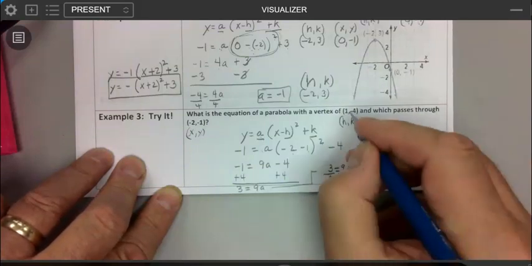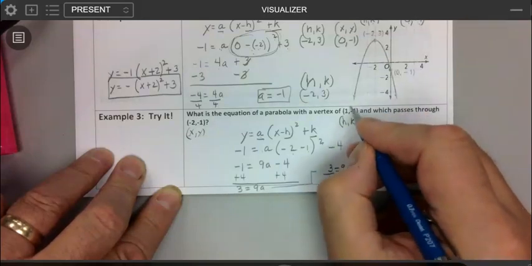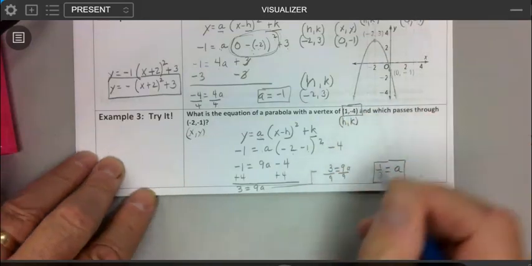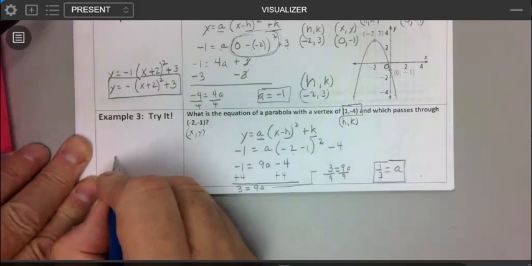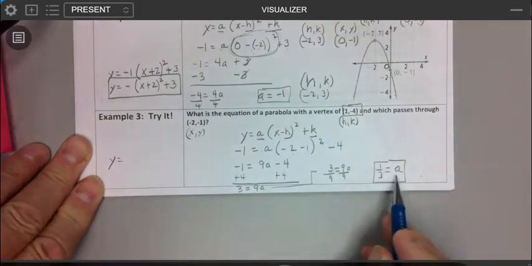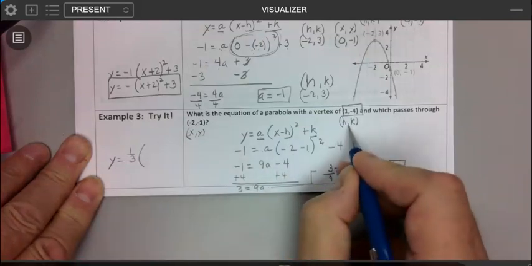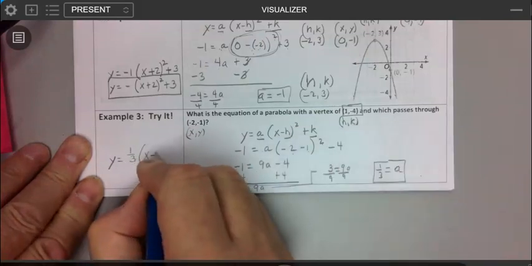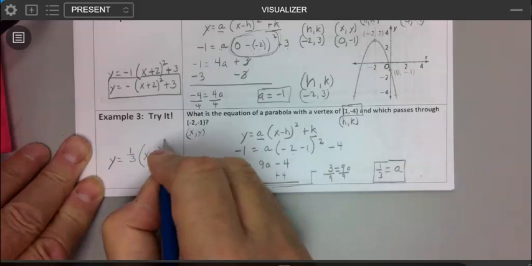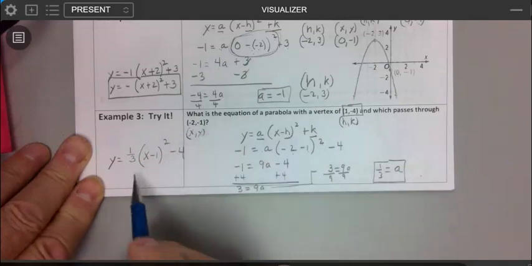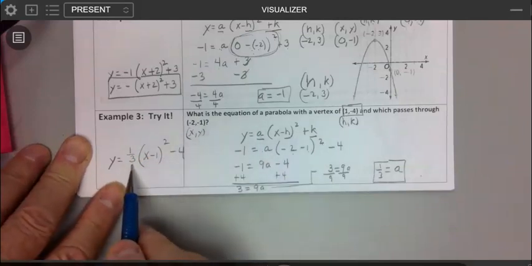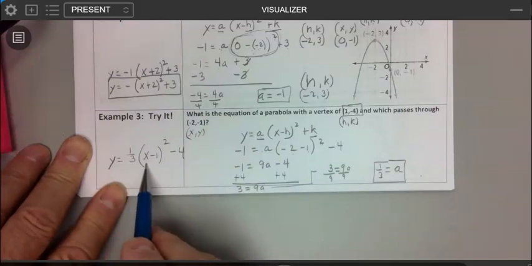And I know my vertex, which is right here. Now I can plug it in. So y equals a. We found it to be 1/3. And then there's h and k. So it's an opposite, (x minus 1) squared minus 4. So this one here would be a vertical compression of a factor of 1/3. Shifted right 1, down 4.